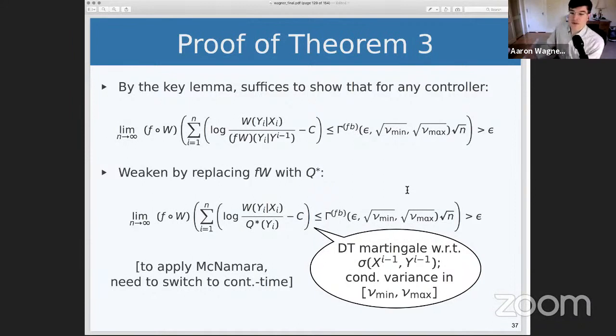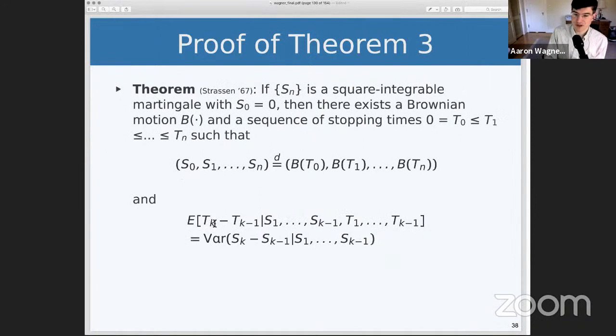Okay, but those theorems all assume that your discrete time process is very nice and well behaved and controlled, and we can't assume much of anything about this process. F could be some arbitrary controller, right? Some arbitrary encoder. We really have very little control over it. So we can't just directly invoke McNamara's theorem. So to get around that, we use a completely different theorem of Strawson.